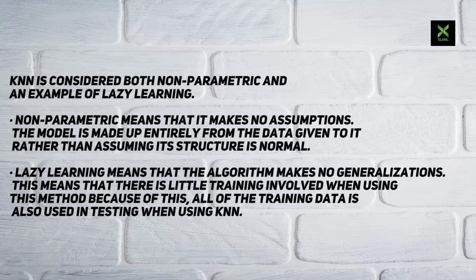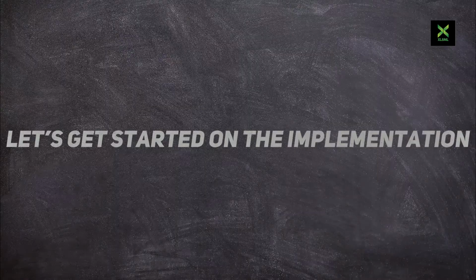KNN is considered both non-parametric and an example of lazy learning. Non-parametric means that it makes no assumptions. The model is made up entirely from the data given to it rather than assuming its structure is normal. Let's get started on the implementation.